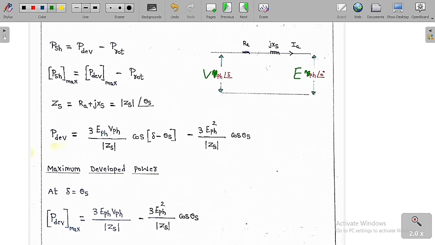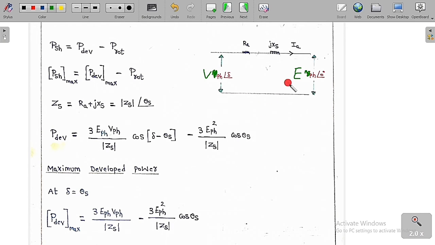I have already told you this is basically a synchronous motor diagram. This is the supply voltage and this is the EMF induced. These are the per phase values. Now I have already told you V is always going to lead the E in the case of a synchronous motor, whereas in a generator E is going to lead the V.